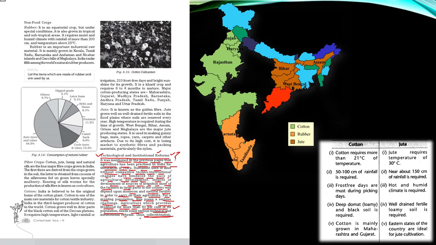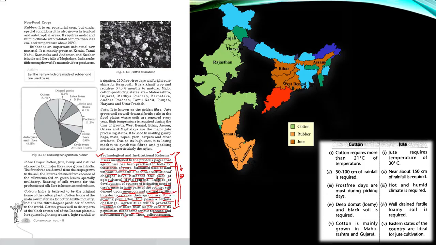So what importance do we get out of this paragraph about the technological and institutional reforms? India is largely an agricultural country, and initially it was 75% and now it has come down to 60% of the population getting its livelihood from agriculture itself. But agriculture was being done with traditional methods in our country, and we were largely depending on monsoon for irrigation facilities, plus artificial or chemical fertilizers were not used in the field.